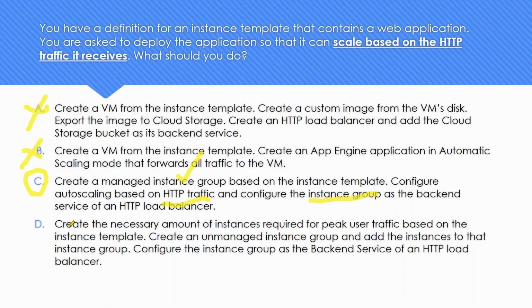Before locking C, let's look into D. Create a necessary amount of instances required for the peak user traffic based on the instance template. Okay, something like for the peak, I need 20 instances. Create an unmanaged instance group and add the instances to that instance group.